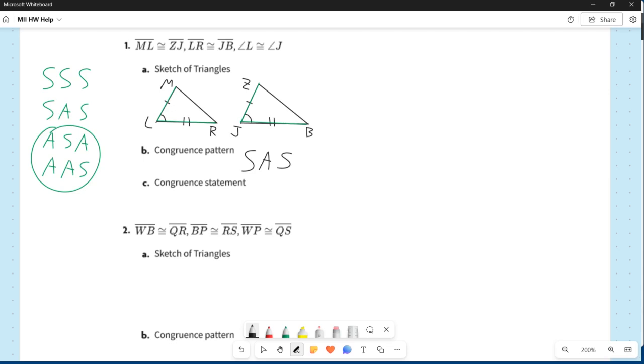And although it's not part of this, oh no, it's the next part. So let's get on to C actually. So that's it for B, side angle side. For C, they're asking for the congruent statement.